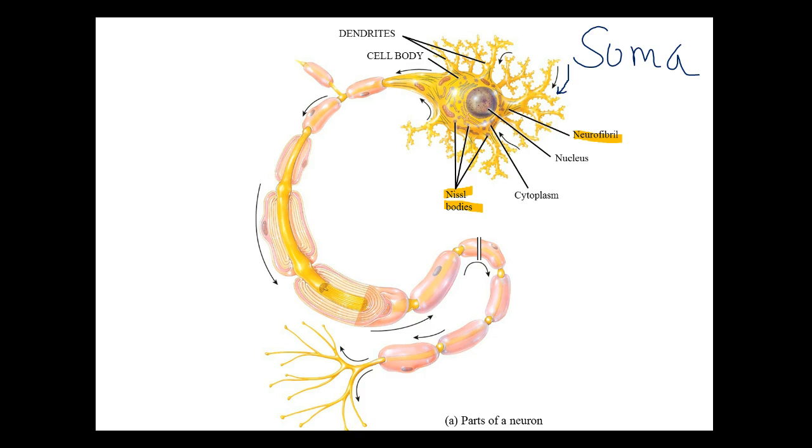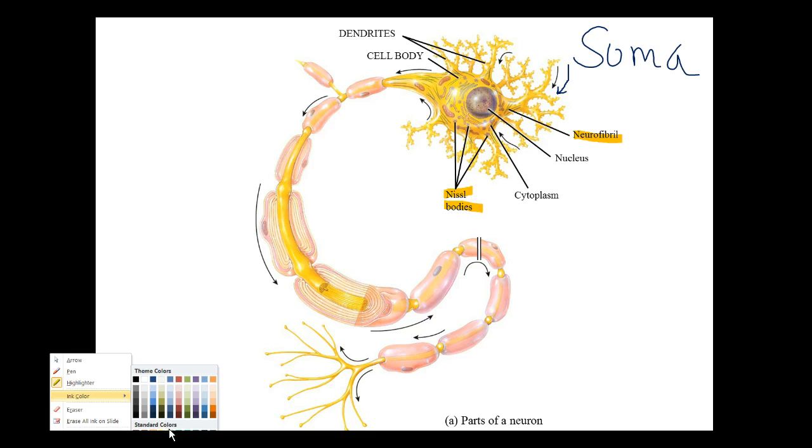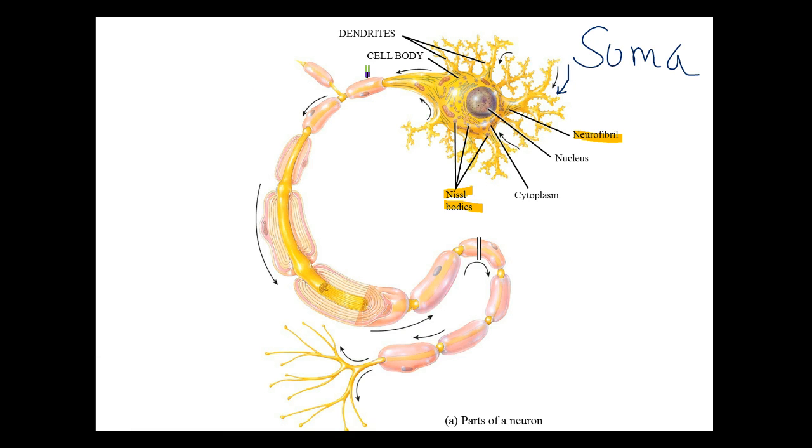Now, coming off of the cell body, you are going to see a cone-shaped area. We call this the axon hillock. So this cone-shaped area is the axon hillock, and off of the hillock we have our initial segment of the axon. So the axon hillock's the cone-shaped area, and then the initial segment's just the beginning of the axon.